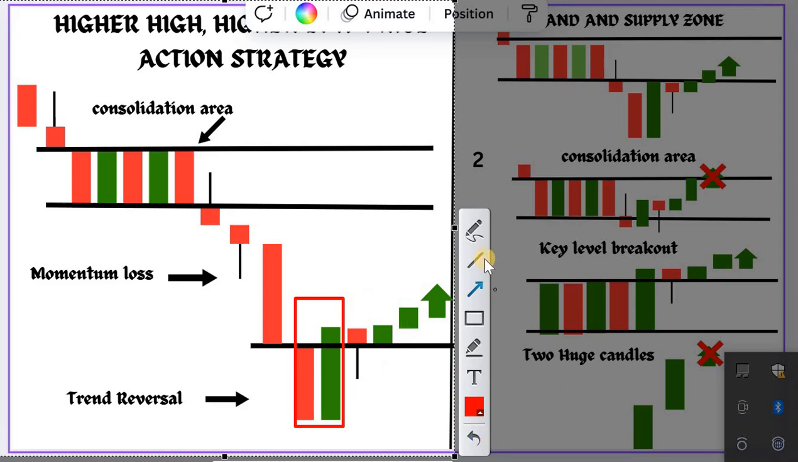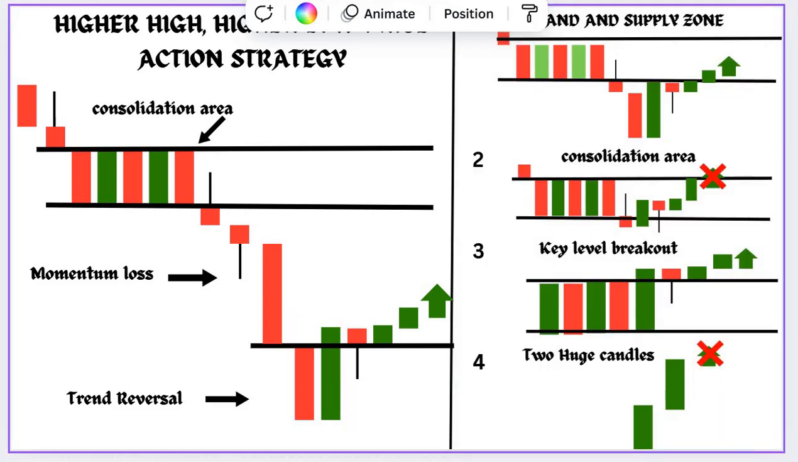But in a case whereby you have a wick like this at the bottom that is creating a lower low than this low, then this is not valid. You must have the higher high and the higher low for an uptrend, and the lower high and the lower low for a downtrend.